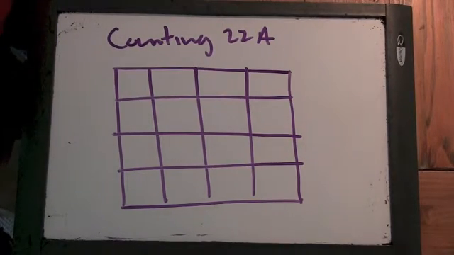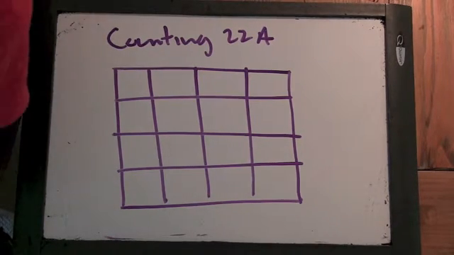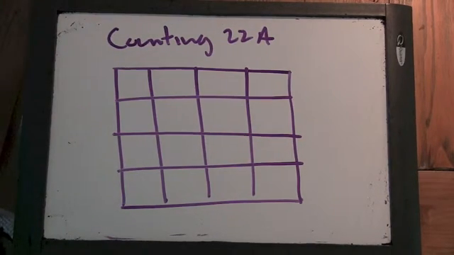Counting number 22a. So we're staying in section 5.1, or actually I guess it's 5.2, isn't it? Today we're counting on grids, and we did a few of the problems. Now I'm going to show you something that's really neat, and it's called a combinatorial identity. We're just going to do it for square grids today, just for fun.